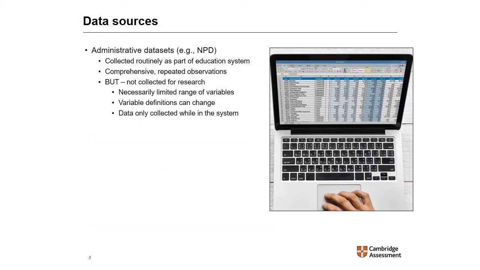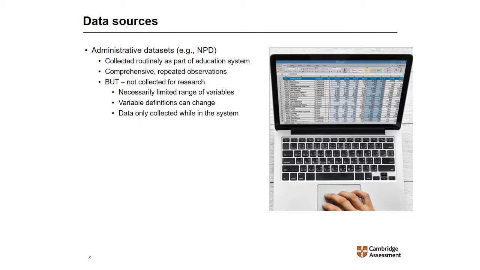So where do we get this from? Well, there's a range of places we can get data from. One of the common things we use is administrative data sets, and these are things like the National Pupil Database, which is collated by the Department for Education. But there's a whole range of data sets that are collected routinely as part of the education system, and these can be really useful to carry out research with. They are comprehensive, they can have repeated observations of the same individuals over time, so they can be really useful. But we have to remember they're not actually collected for research purposes, and this brings in some limitations.